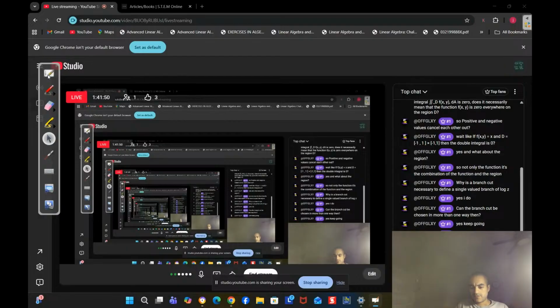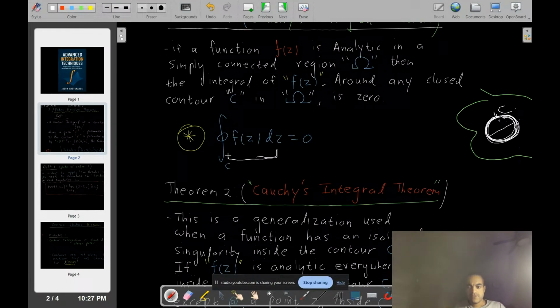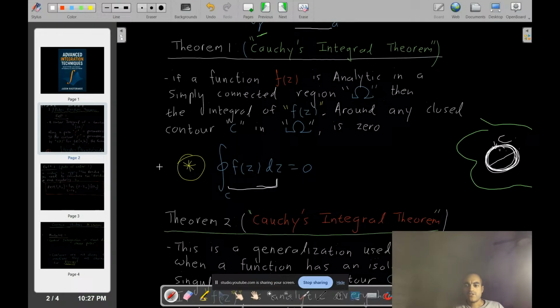Once you see some of the stuff, you're going to say, oh, this 2 pi i came out of somewhere. Oh, that's why it's non-zero. Oh, that's why this is equal to 2 pi i. Okay, so I'm continuing on. As I said, Cauchy's integral theorem states that if the function f of z is analytic in a simply connected region omega, then the integral of f of z around any closed contour C in omega has to be 0.